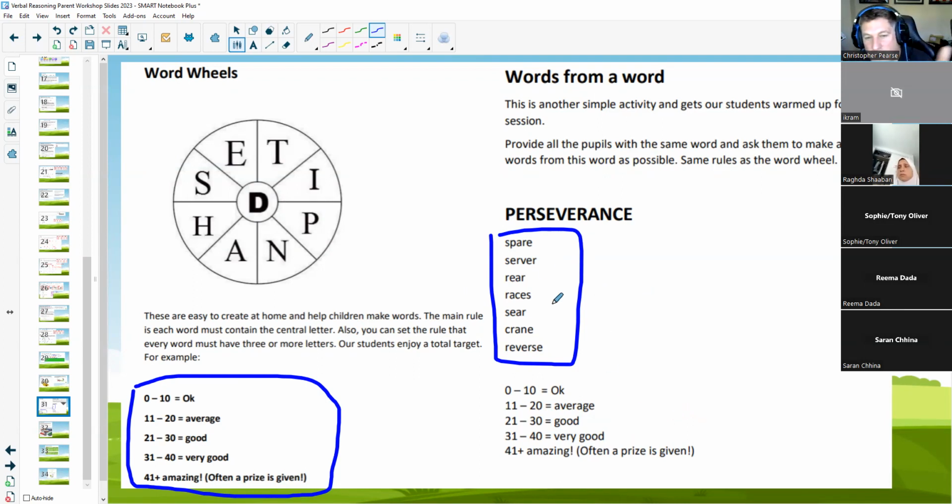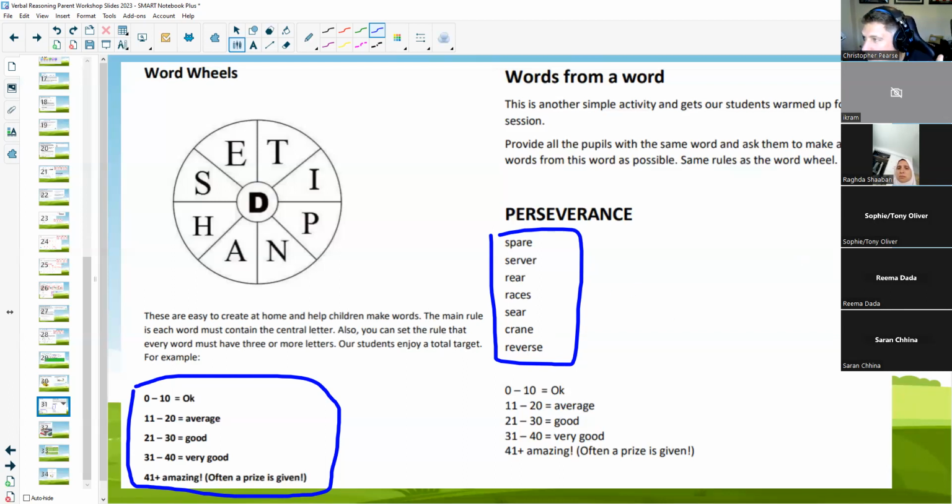So, talking about perseverance here, crane. I'm pretty sure children would know crane as in the crane that helps with building works. Do they know the crane, the animal, the bird? So again, a bit like when we talked about rook earlier, it's just having that opportunity to talk to children about word meanings. I also believe imagery is very, very powerful.